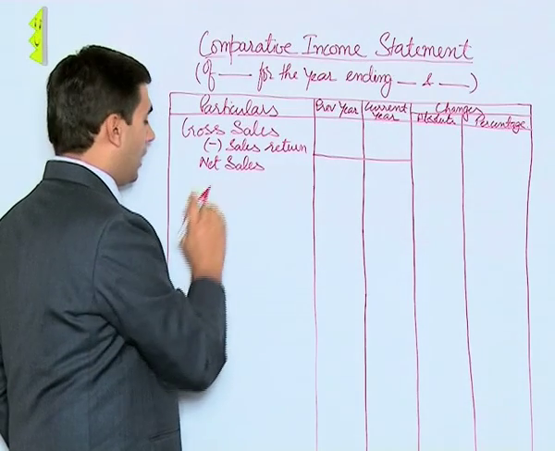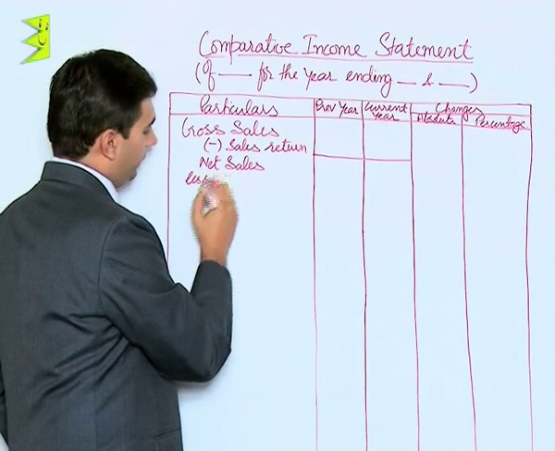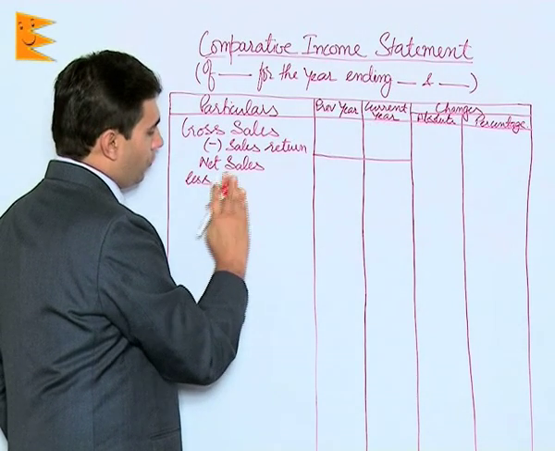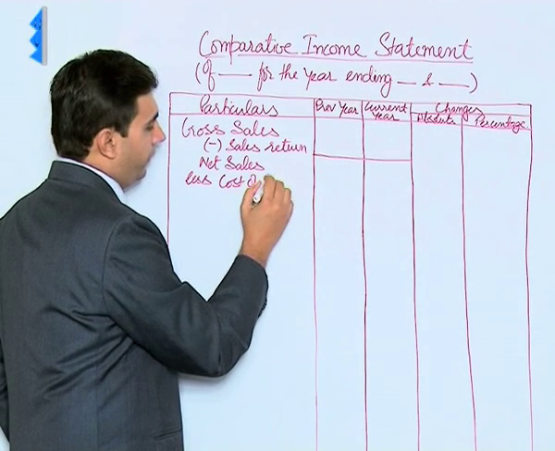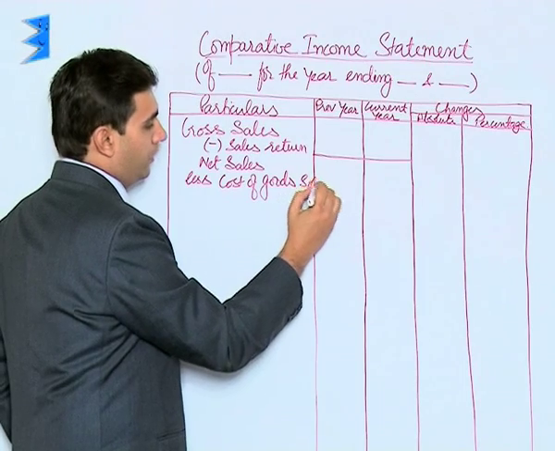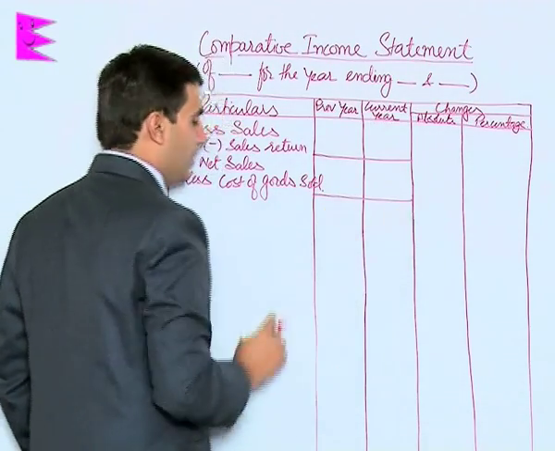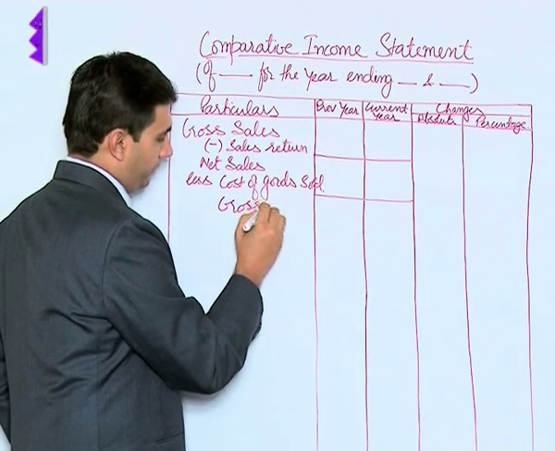Now students, out of net sales, we will deduct cost of goods sold. Once you have deducted it, we will get gross profit.